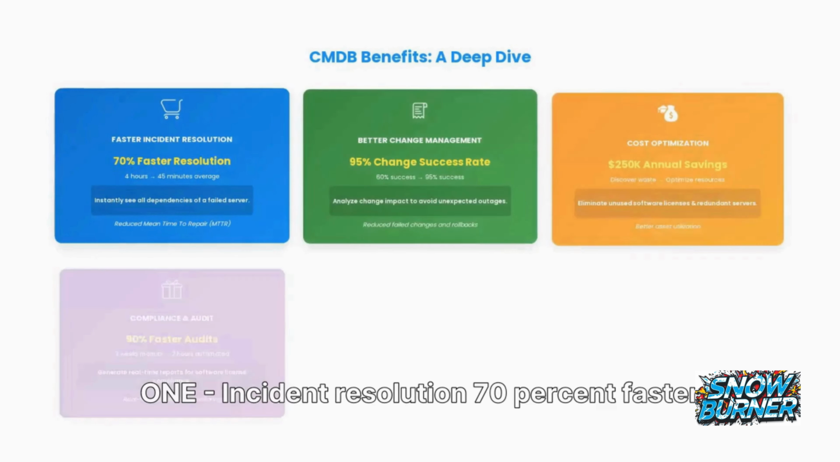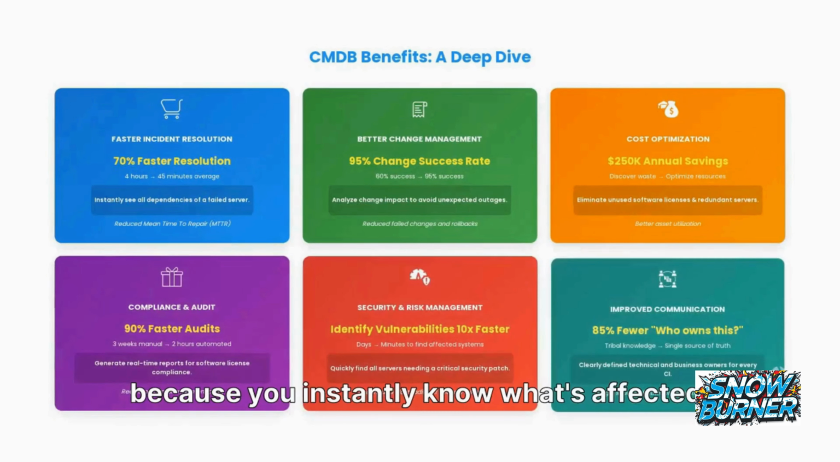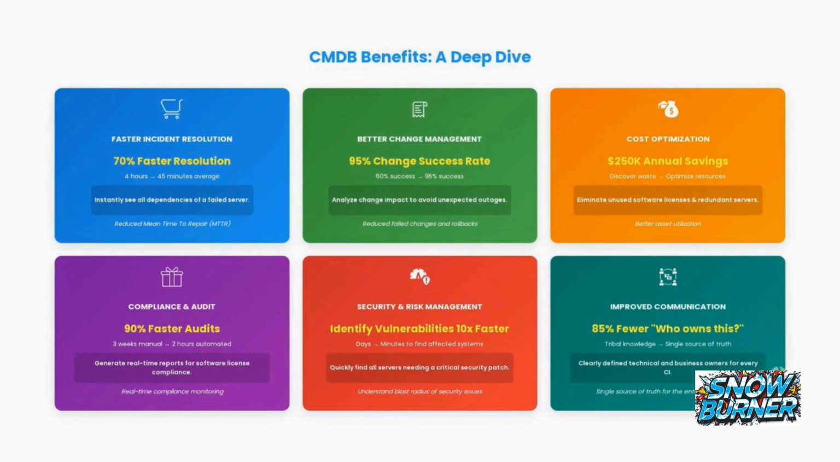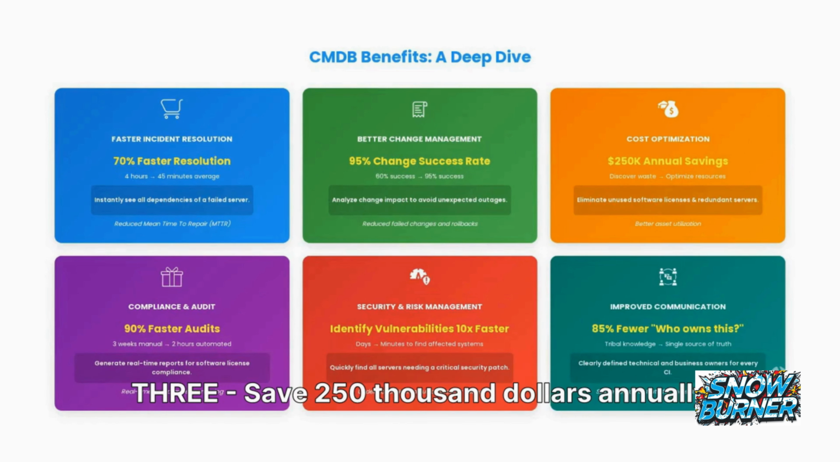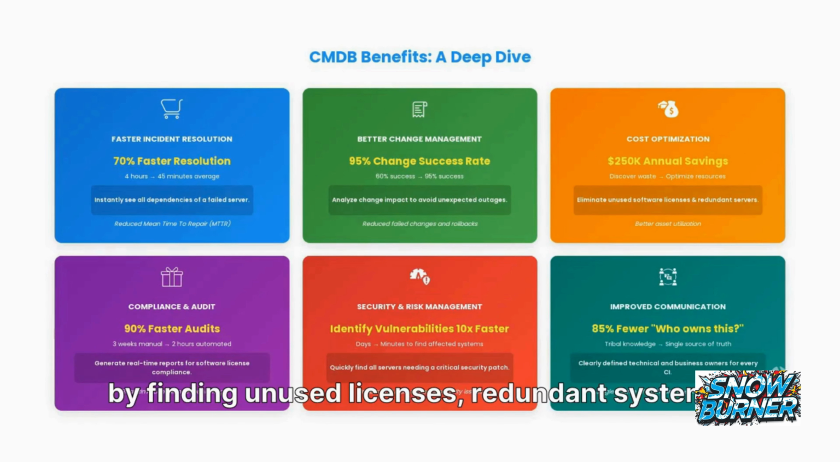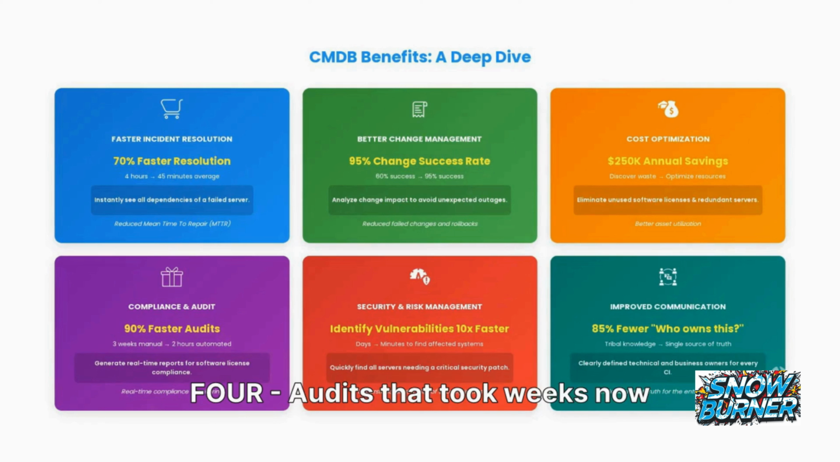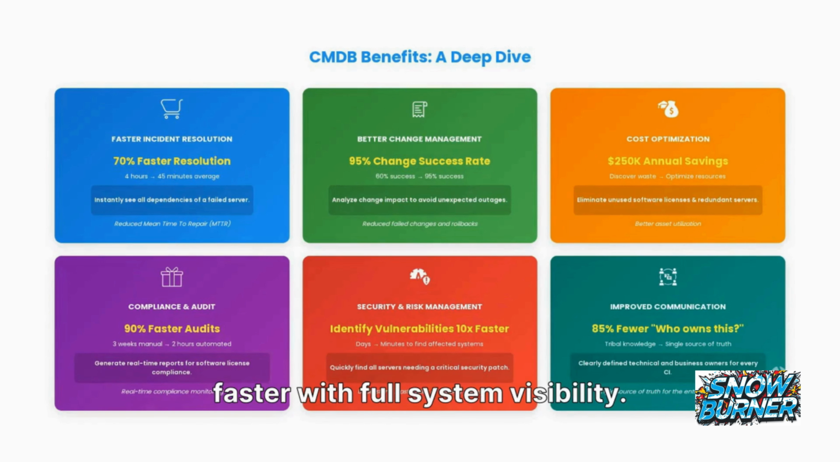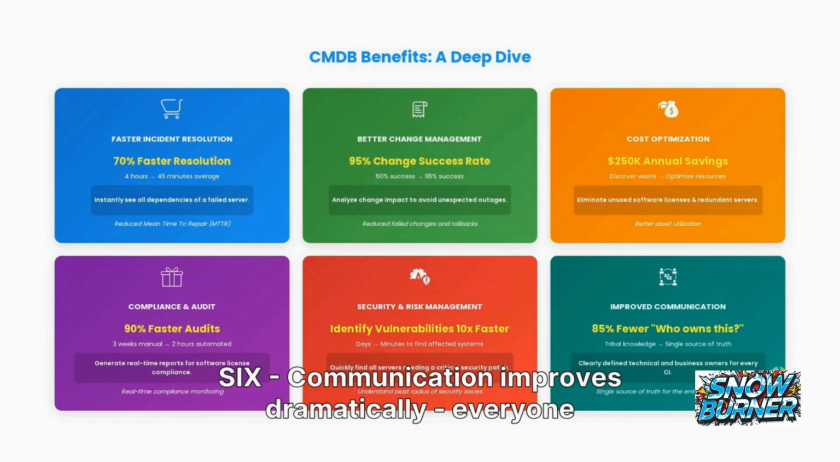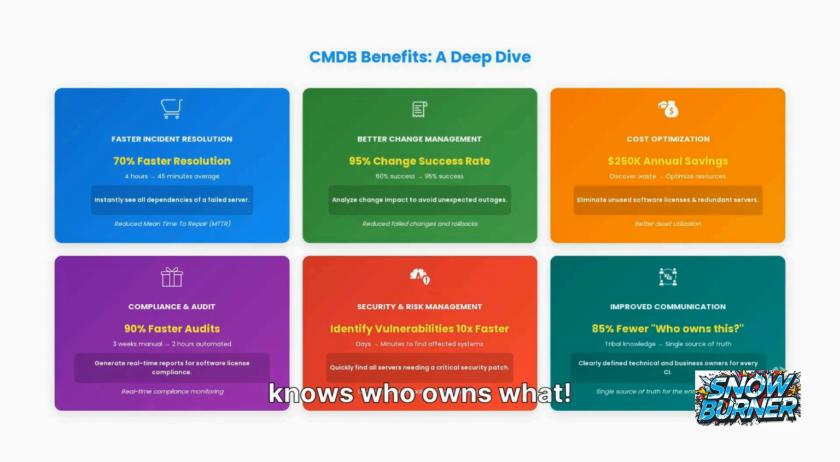1. Incident resolution 70% faster because you instantly know what's affected. 2. Change success rate jumps to 95% with accurate impact analysis. 3. Save up to $50,000 annually by finding unused licenses, redundant systems. 4. Audits that took weeks now take hours with automated reports. 5. Security vulnerabilities identified 10 times faster with full system visibility. 6. Communication improves dramatically. Everyone knows who owns what.